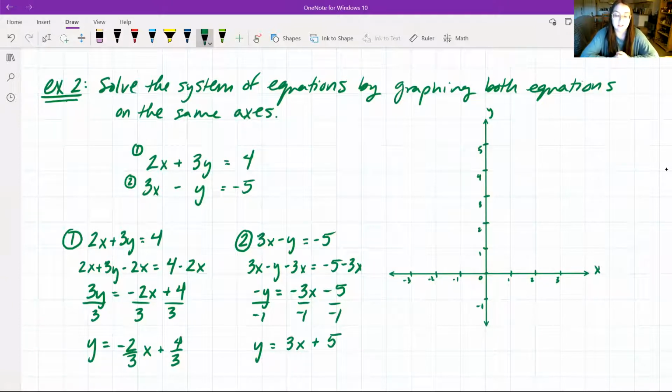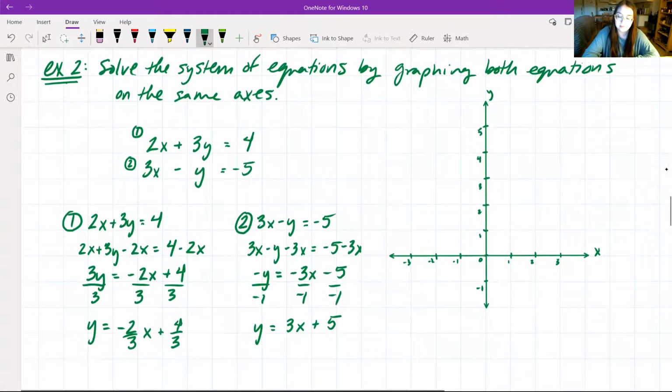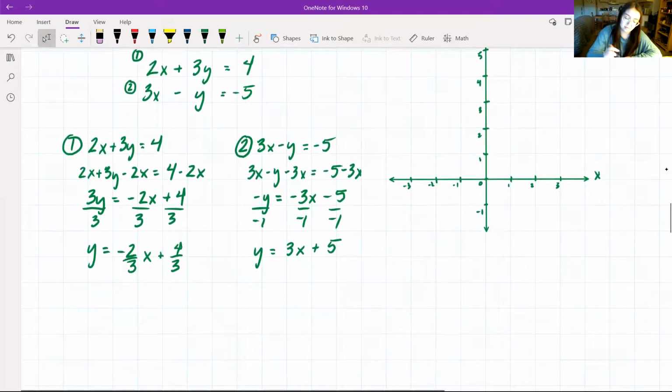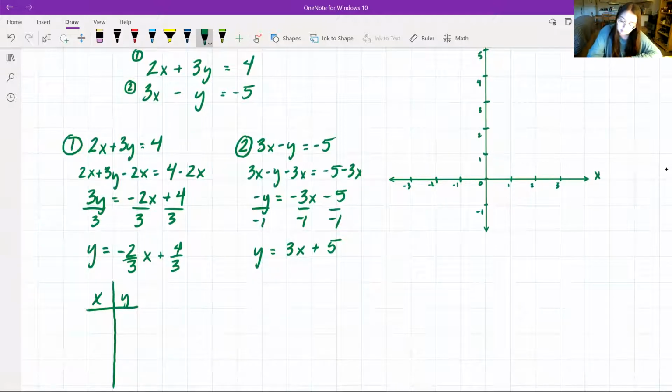So we have our linear system here, and what we've done now is we've rearranged our equations into slope-intercept form. So we have our slope-intercept forms, and we want to make sure that we plot these lines correctly. So let's write out a table, and let's give it 3 different values. So we have our x and y table for both cases.